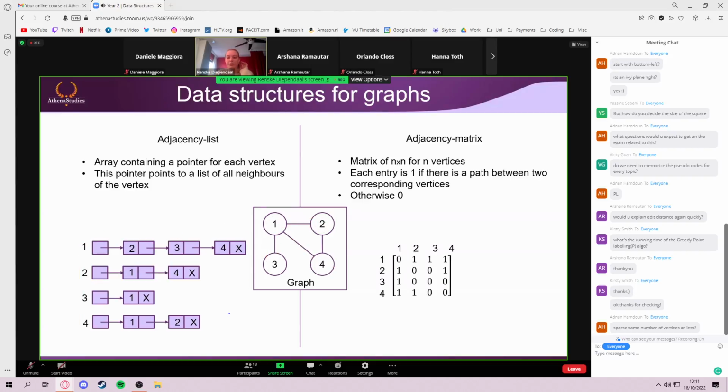Then we can also make a matrix out of this. So let's use the same graph. For some reason my mouse keeps disappearing. It's very annoying.